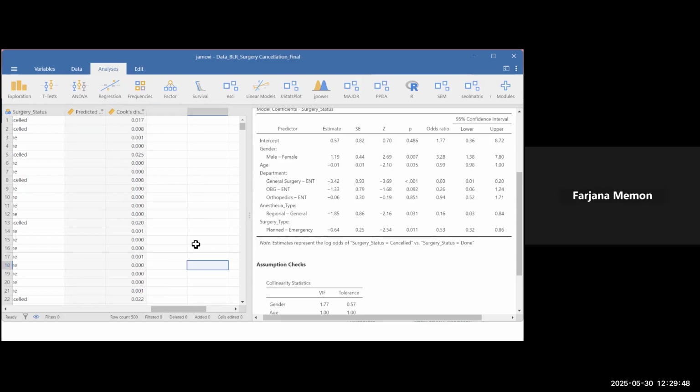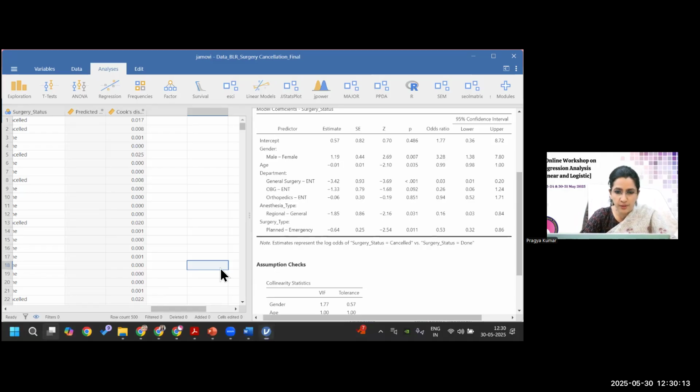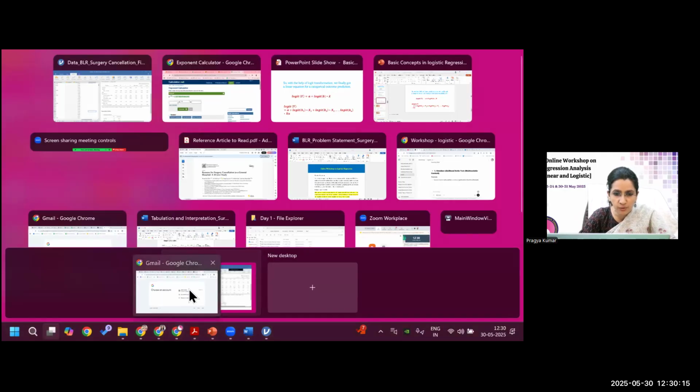In SPSS also, there is no option to calculate adjusted RR. I have heard, though not applied or tried, that in Stata there is. So I just wanted to explore in JAMOVI. Let me show what you can do in JAMOVI. I think I have shown this to all of you. You get a very prompt response actually.